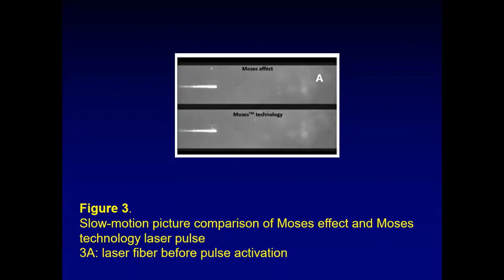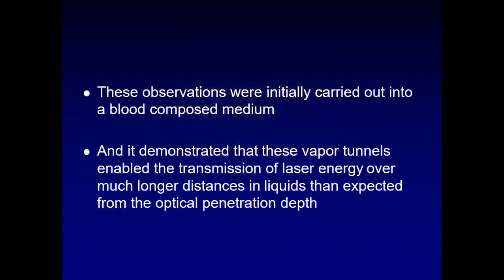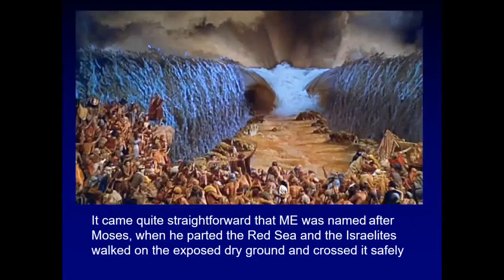So the basic principle is that in 1988 they discussed that laser fiber makes vapor channels and the bubble phenomena was observed. These observations were initially carried out in blood composed mediums, and it demonstrated that these vapor channels enabled the transmission of laser energy over a longer distance in liquids than expected from the optical penetration depth. So this is the technology, why it was named Moses.